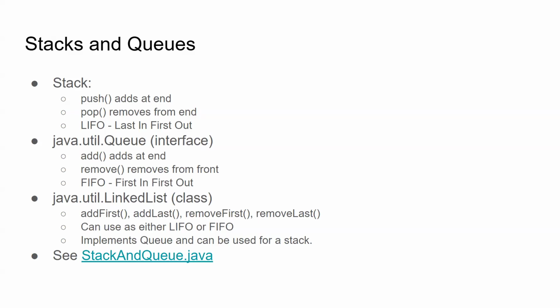A queue, on the other hand, has an add that puts at the end and a remove that removes from the front. And this is a FIFO, or first in, first out. This is more like you go wait in line at a grocery store, and you all get in a line, and whoever got in line first gets served first. And the British even call this queuing. So that's a queue.